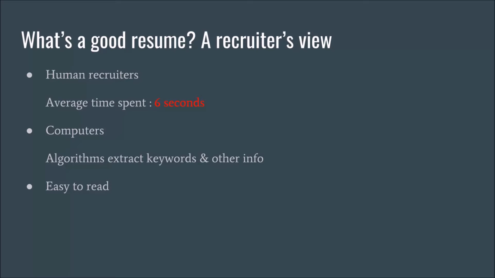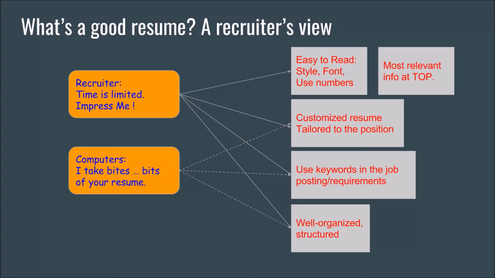The second one is computers. It will take an algorithm, extract some keywords and other info, and it will categorize you accordingly. So what are the key points that have to be taken care of, even if it is a human recruiter or a computer? The one thing is, it has to be easy to read. So style and font is important. It has to be more clear.